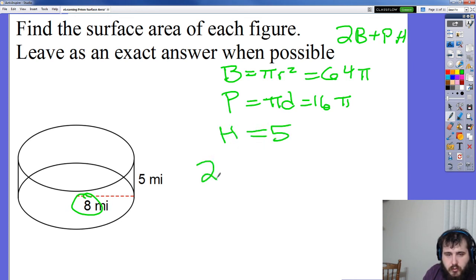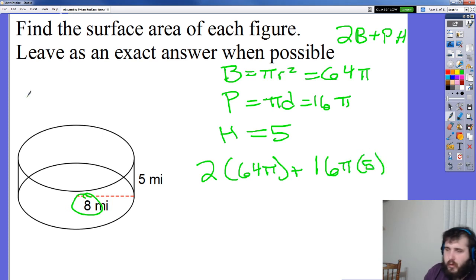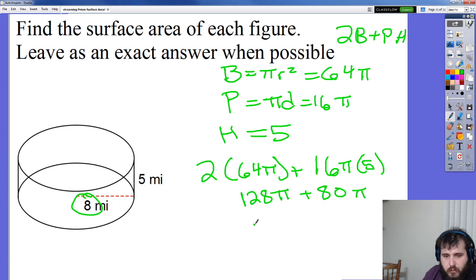So look, 2b plus ph. And if you want to use the 2 pi r squared plus 2 pi r h, be my guest. You're going to get the same thing that I do, and you'll have a nosebleed, and I won't, and that's fine. 128 pi plus 80 pi, 208 pi, and that's your surface area.